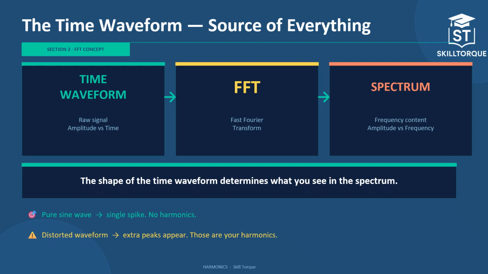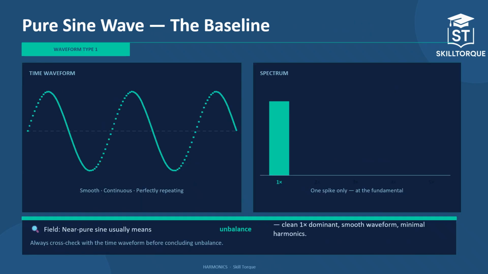The rest of this video applies this rule to 5 real-world time waveform shapes. Let's start with the first one, the pure sinusoidal waveform. The pure sine wave is our baseline: smooth, perfectly repeating, and every cycle is identical to the last. What will you see in the spectrum? One spike at the fundamental, nothing else.